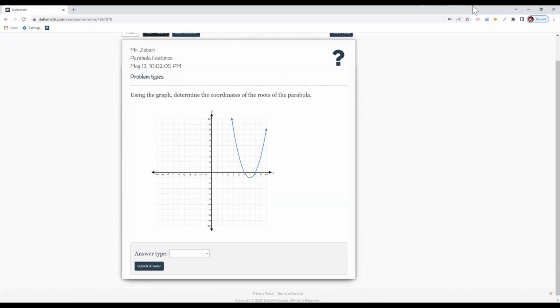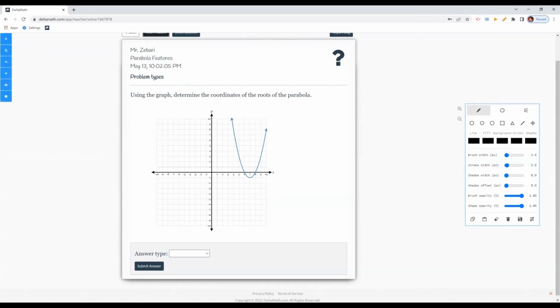All right, let's do this one together. Again, it's asking us to determine the coordinates of the roots of the parabola. Again, the root is basically where the parabola intersects the x-axis, or in other words, when y is equal to 0. So let's go along the x-axis, try to find where the parabola hits it, and it hits it at -6, not -6, sorry, 6, and it hits at 8. So 6 and 8 are 2 points.